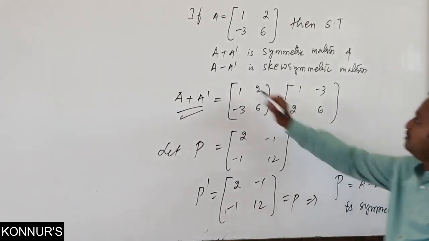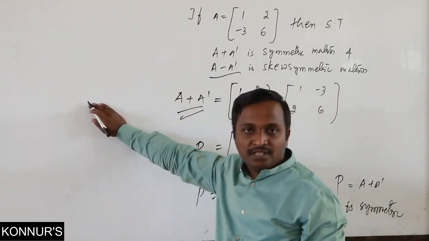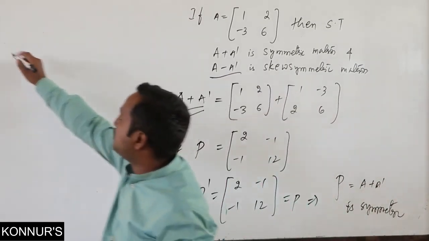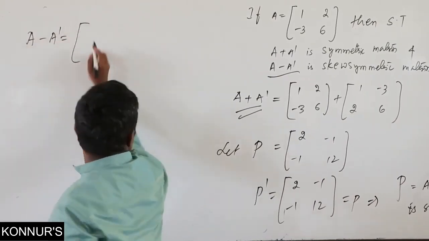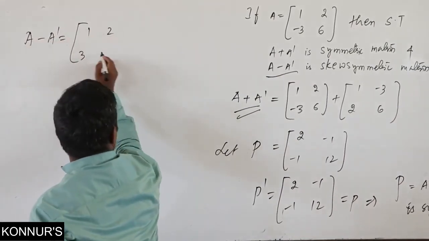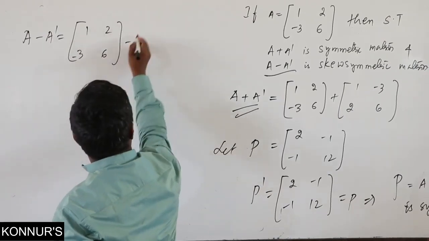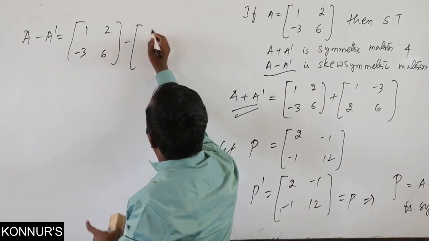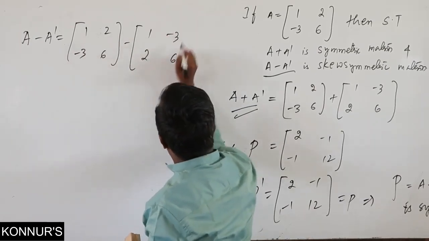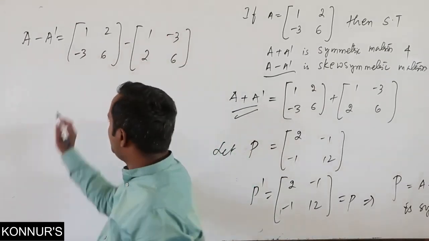What about the next question? A minus A dash is a skew symmetric. Let us look for that. A minus A dash. A is what? 1, 2, minus 3, 6. Minus A dash is what? Make it A dash. 1, minus 3, 2, 6. Making row and column interchange.